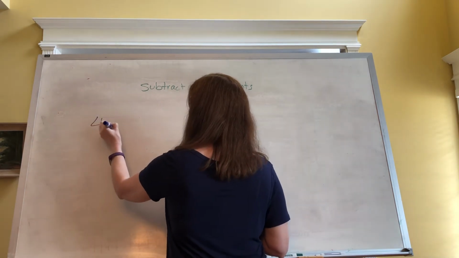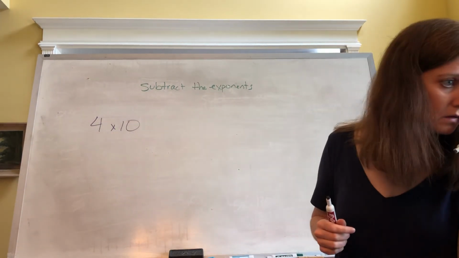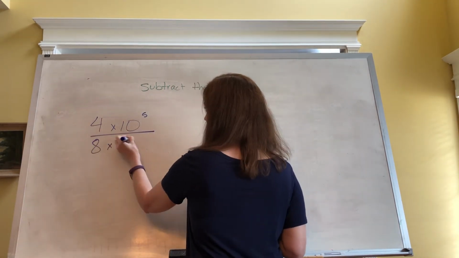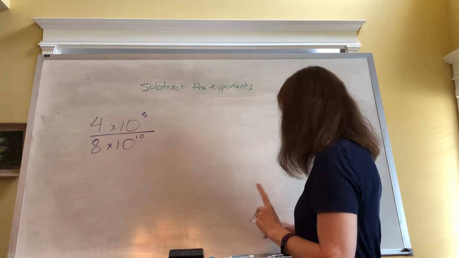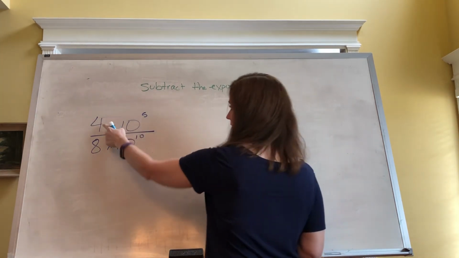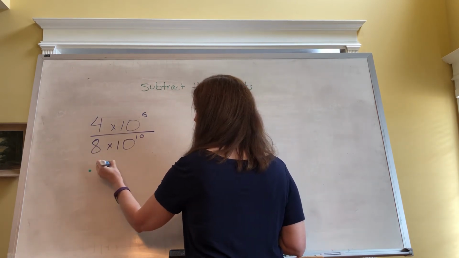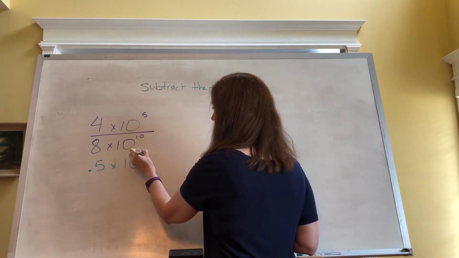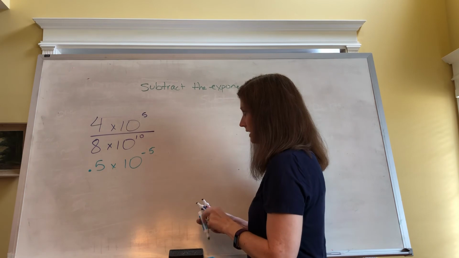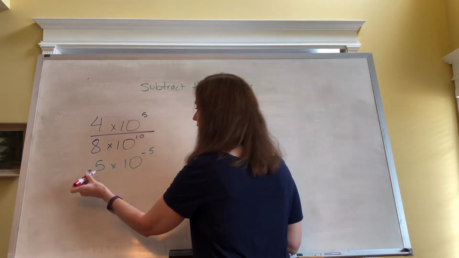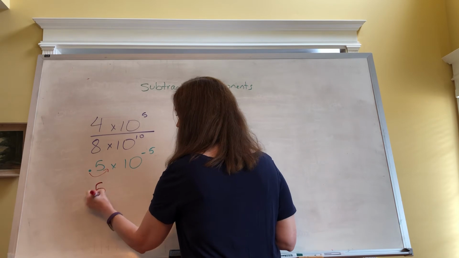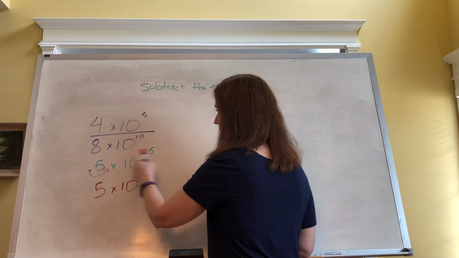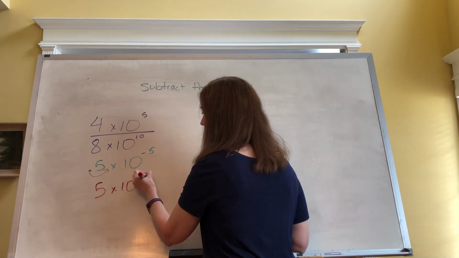We have 4 times 10 to the 5th divided by 8 times 10 to the 10th. Okay, so again, like that other one, 4 divided by 8 is 0.5. And then here I've got 5 minus 10, so I've got a negative 5. Again, we can't leave that decimal there, we've got to move it. And so that's going to be 5. And since we're moving the decimal that way, it's going to be times 10 to the 6th.